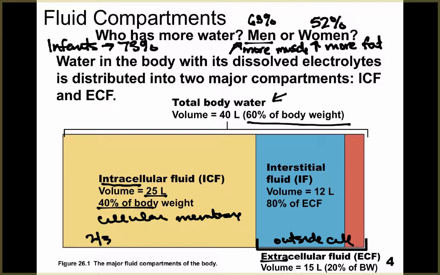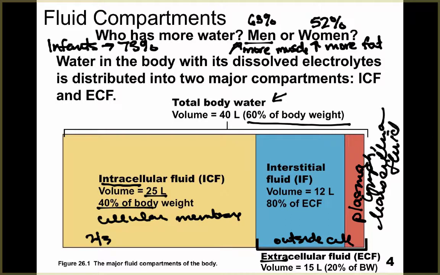The extracellular fluid can be divided into what's known as interstitial fluid, and then the other here is plasma. So interstitial fluid, plasma, lymph, and transcellular fluid are all within here, right? And this accounts for about 1/3.